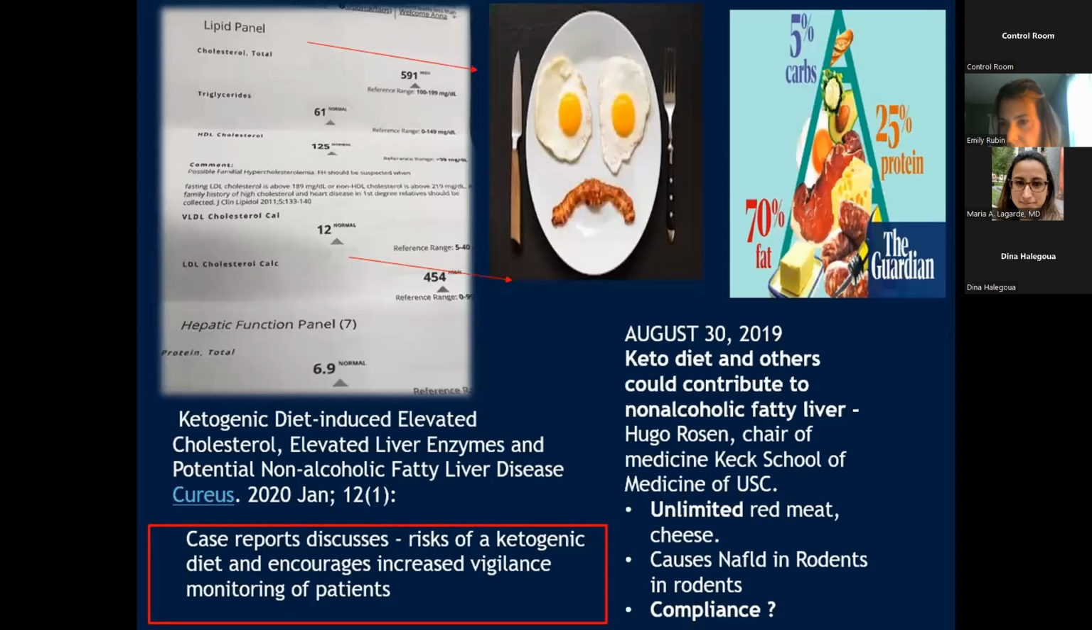So this was a patient here, interestingly enough, who was following a keto diet. She came to me, and if you look, she followed the diet, and her cholesterol went up to 591. Normal cholesterol should be less than 200. Her triglycerides actually were good because she was eating no carbohydrates. Her good cholesterol was good as well because she was eating so much fat. But her LDL cholesterol, which is the one that really can cause heart disease, went up to 454. That's supposed to be less than 100. So this is extremely dangerous.